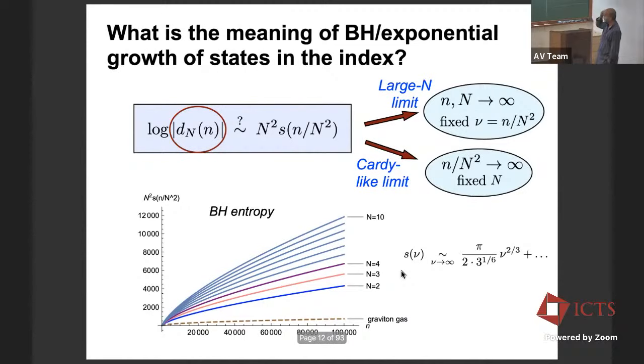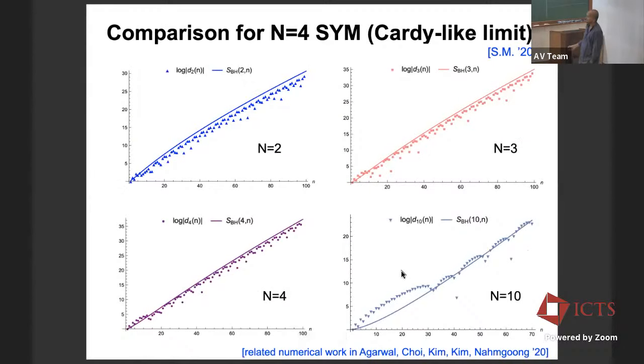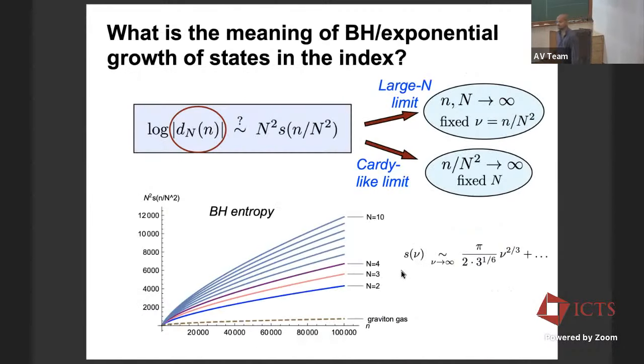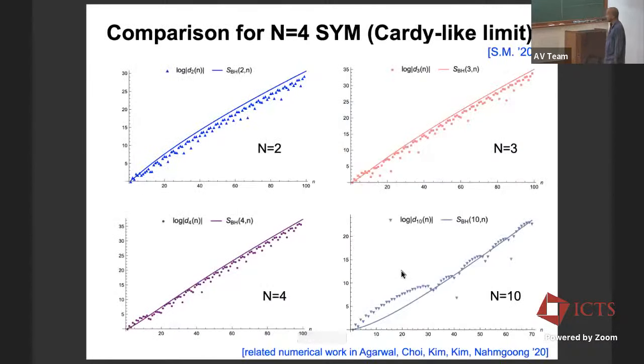Okay, so here are the plots. They're very different, completely different, except there's one regime of overlap where you can take this and then take n to infinity, or you take this and then take nu to infinity. Okay, a priori that's different. So here are the plots.